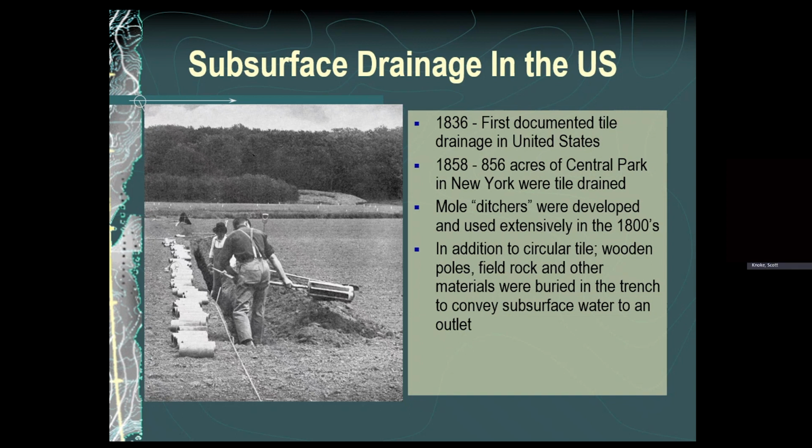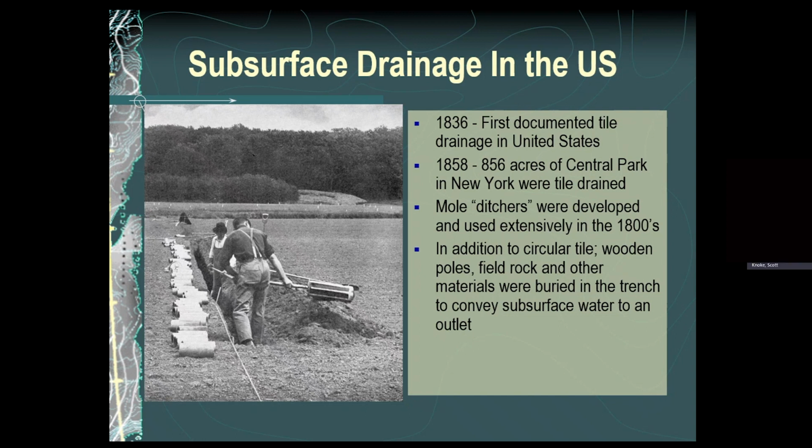You might be surprised to know that in 1858, quite a few acres in Central Park in New York City were tiled because one of the reasons they didn't build there was a swamp. And they couldn't get the buildings built. And then it ended up as a park.